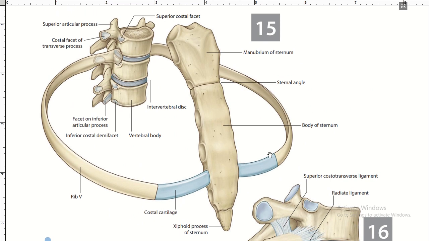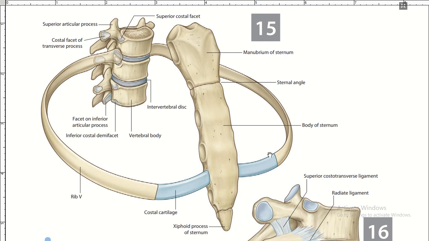Hi guys, welcome to another lecture in our series on thorax anatomy. Today we are going to focus on the joints of the thoracic wall, and then we are going to talk about the superior aperture, the inferior aperture, and the suprapleural membrane.